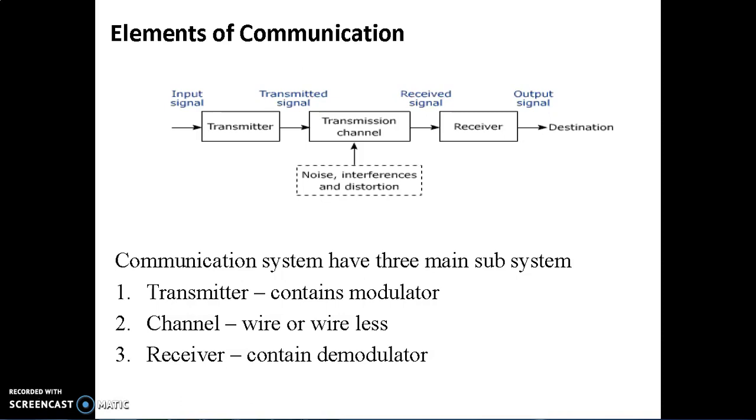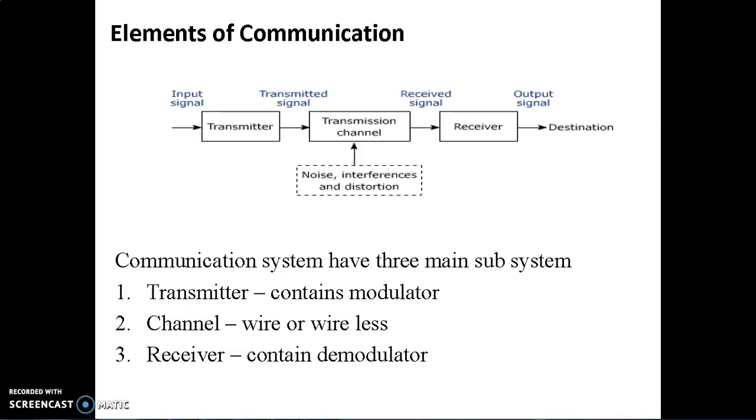Then this modulated wave is put into the channel. The channel may be wire or wireless. Examples for wire communication are twisted telephone cables, optical fiber cables, coaxial cables, etc. Wireless means there is no connection between the transmitter and receiver. The information or the signal is transmitted through air or vacuum.